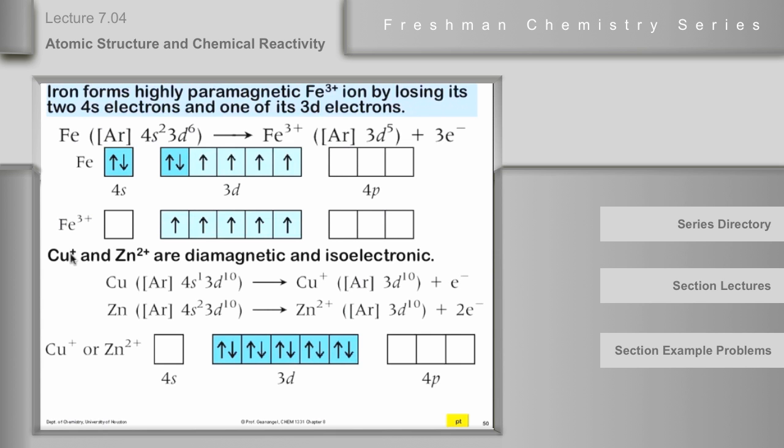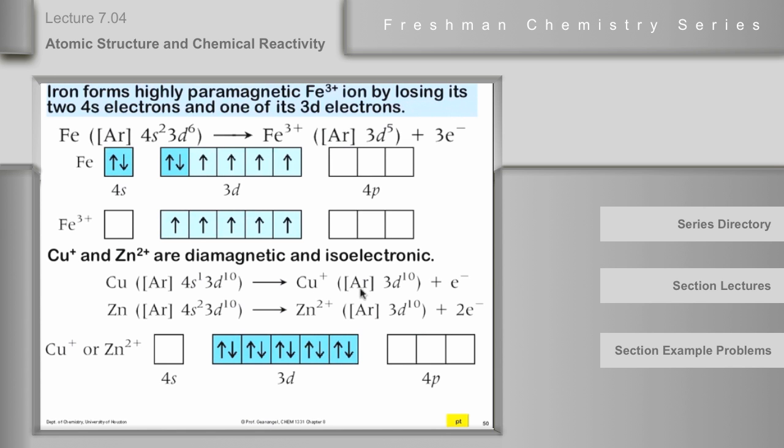Okay. Copper plus and zinc 2 plus have respectively 1 s electron and 2 s electrons in their valences. So copper is 4s1 3d10, and the parent atoms have 1 and 2. So copper 1 plus would lose this 4s electron, and it would be 3d10. Zinc starts with 2 electrons, 4s2. It loses them to get the same electron configuration as copper plus. So we say zinc 2 plus and copper plus are isoelectronic. They have the same number of electrons.